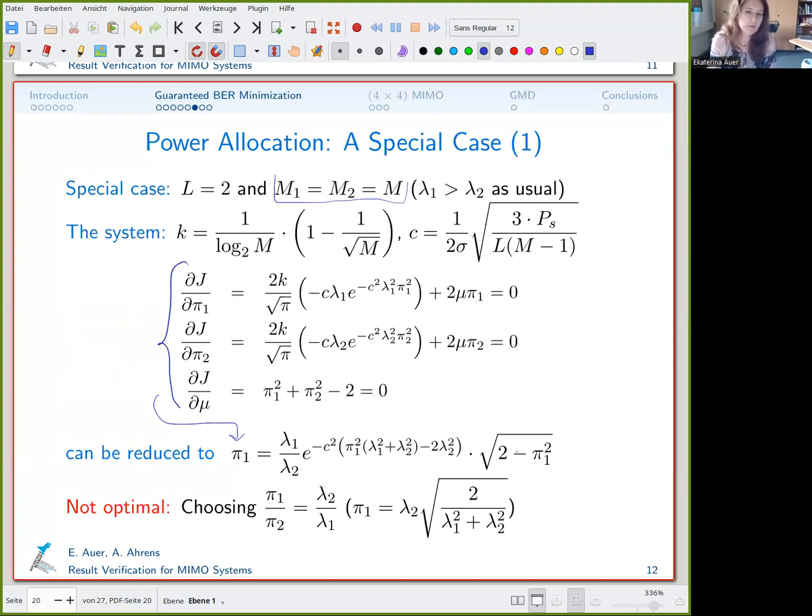But what we can see from this is that the common practice that is often used in MIMO systems for choosing the coefficients pi1 and pi2 in such a way that they are equal to the ratio of lambda 2 to lambda 1 is actually not optimal, because this does not solve the equation that we derived. So this is not a good practice, and we will not obtain the optimal BER in this way.